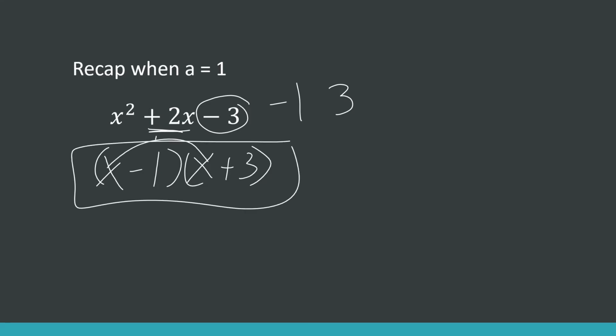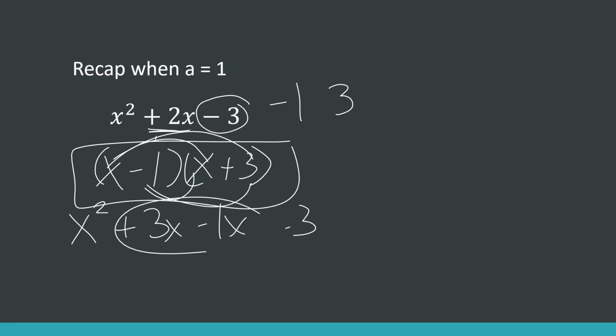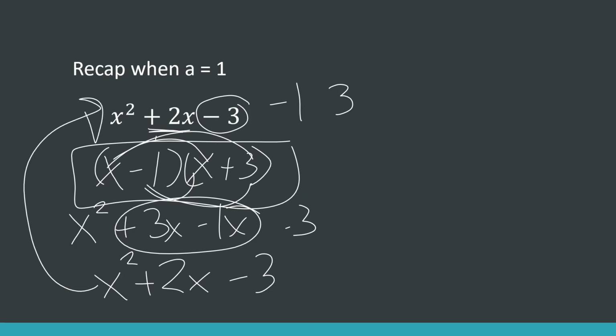Remember, to check your work, you can distribute that back out. So you get x squared plus 3x minus 1x minus 3. And those middle terms do combine to give me that +2x. And the front and the back stay the same. So there is the original problem that we were given. Okay, so again, the final answer, x minus 1 times x plus 3.